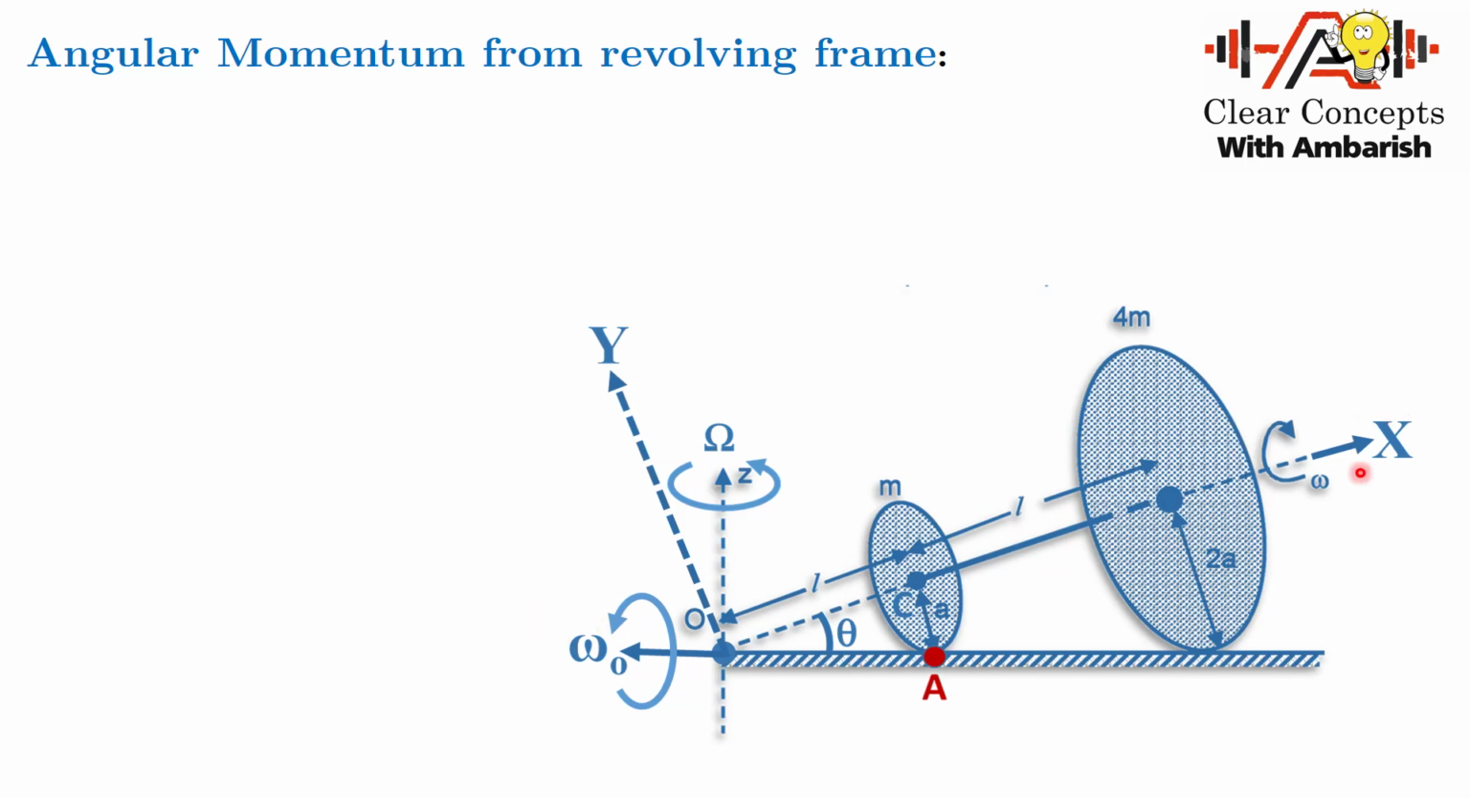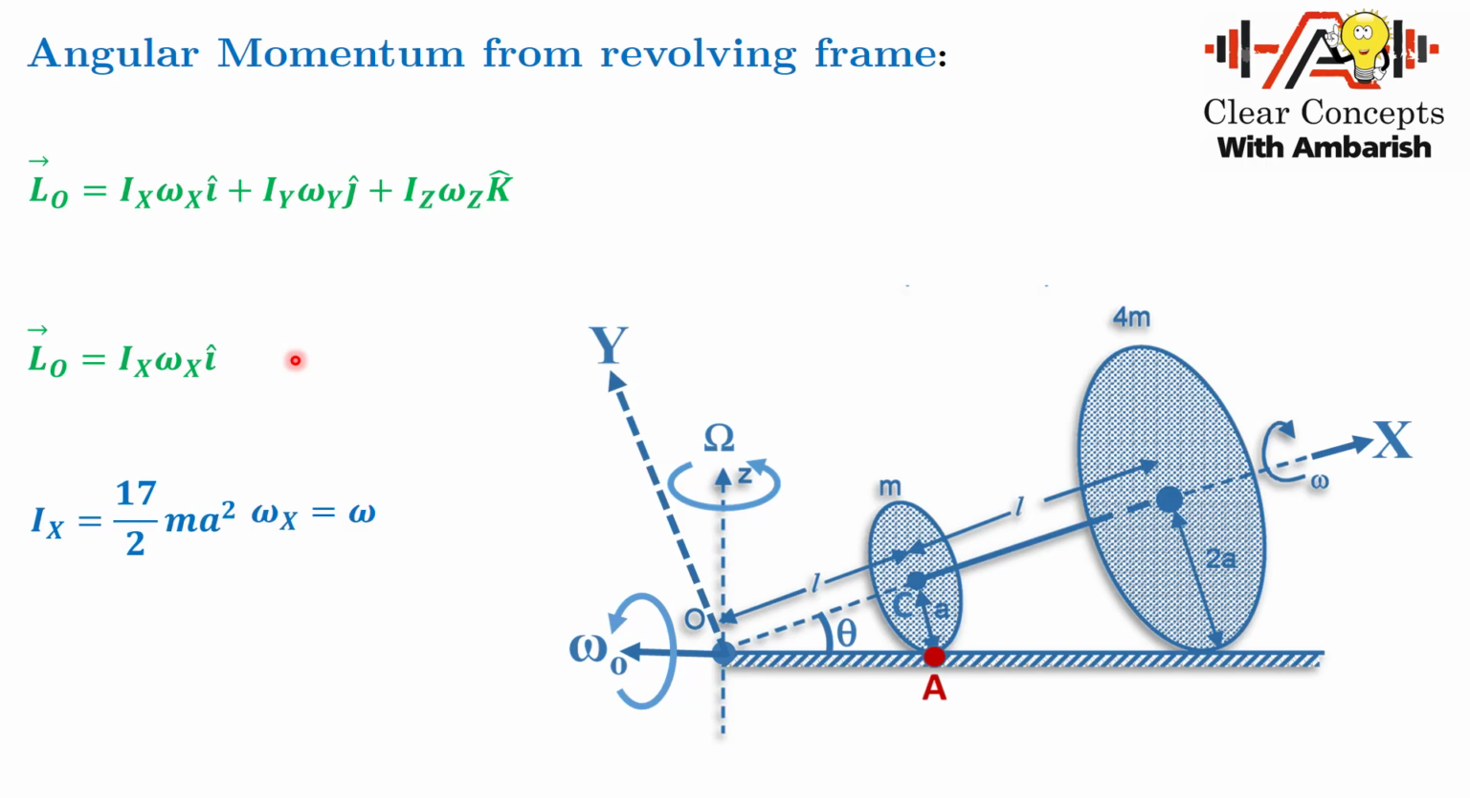Okay, so from the revolving frame, again I can use the angular momentum formula: Ix omega x i cap plus Iy omega y j cap plus Iz omega z k cap. But from the revolving frame, the only thing you see is the omega x, which is the small omega of the spinning, and everything else is 0. So this simplifies to simply Ix omega x i cap, and you can put in the values of Ix and omega x. Ix is 17 by 2 ma square, and omega x is omega. If you multiply the two, you get 17 by 2 ma square omega.